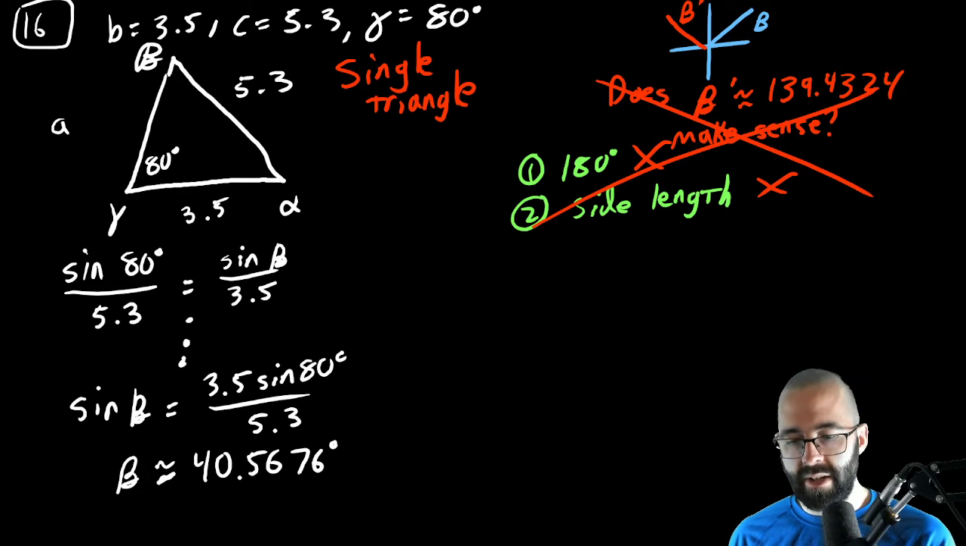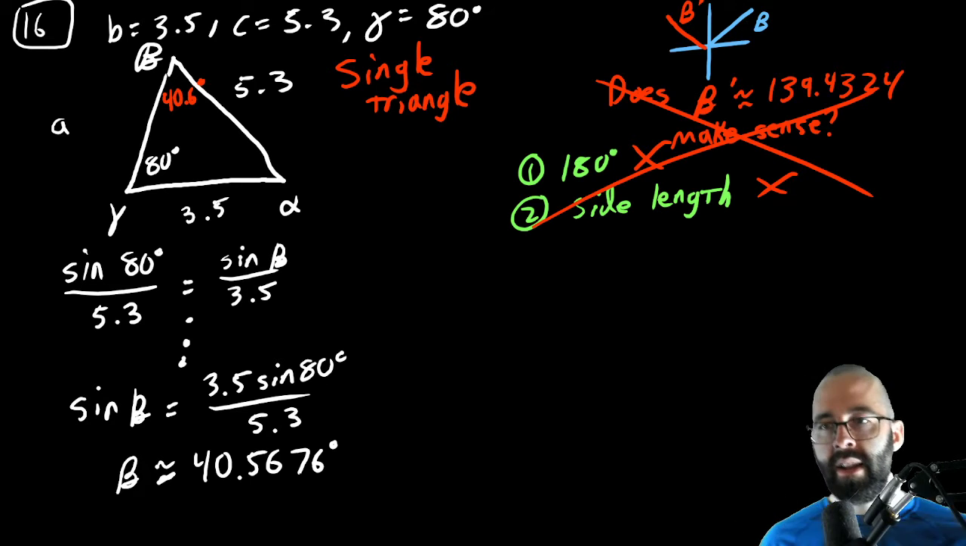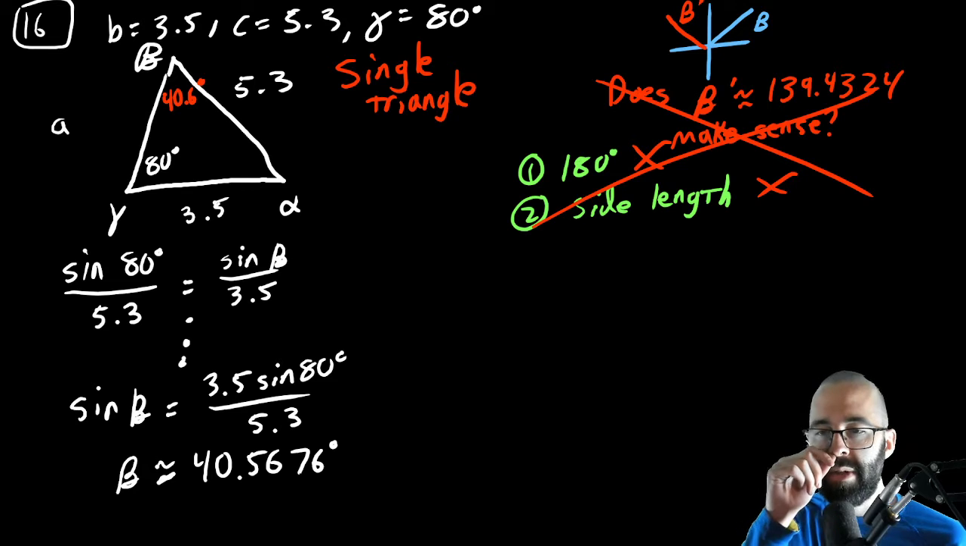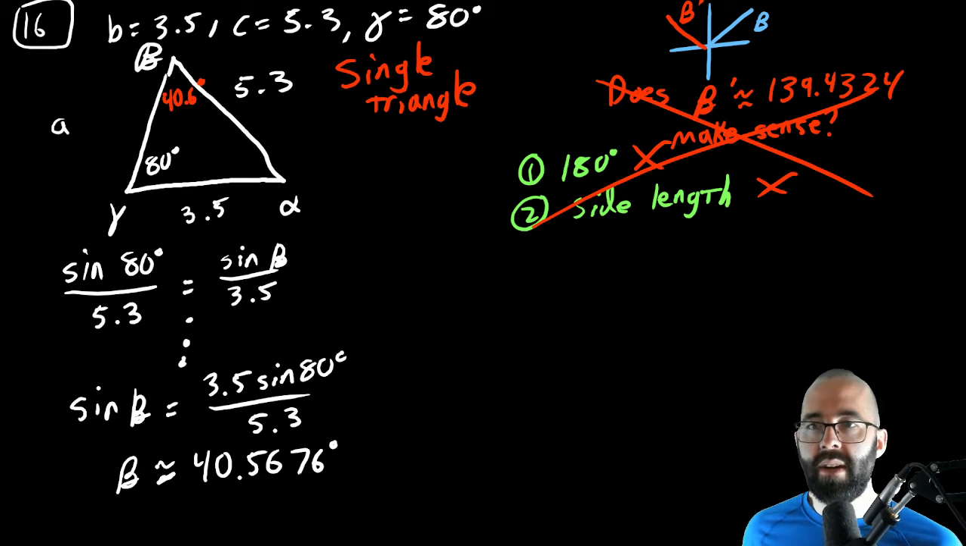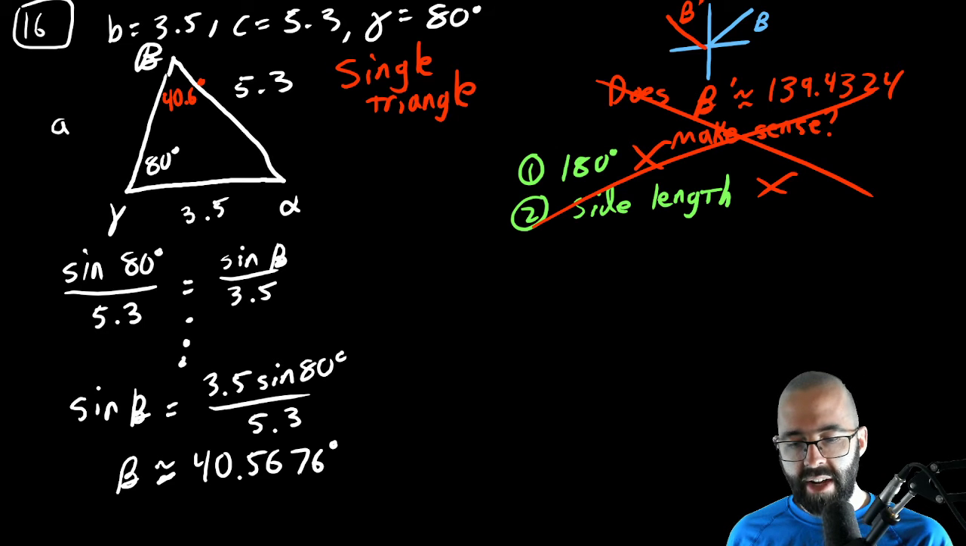Let's just keep on solving it. Beta is about 40.6. Again, our final answer only needs one decimal place. We're just using more decimal places for higher precision if we need it. Let's find alpha.